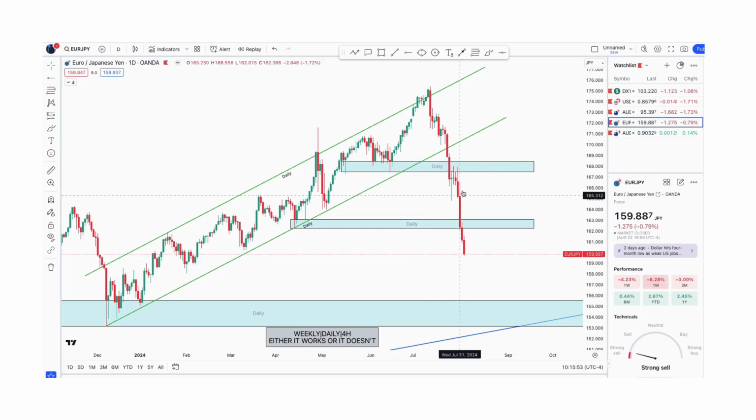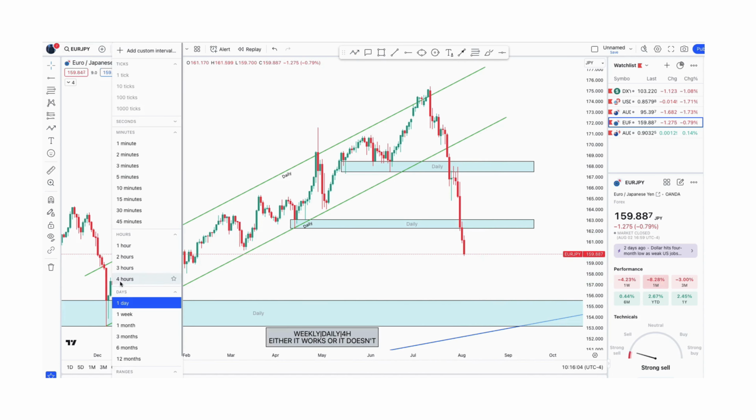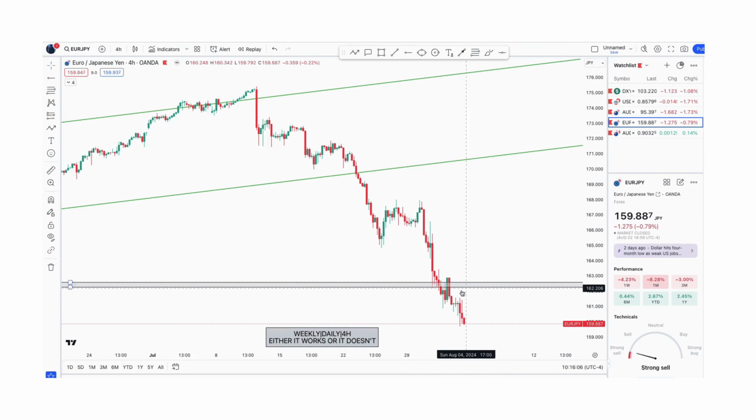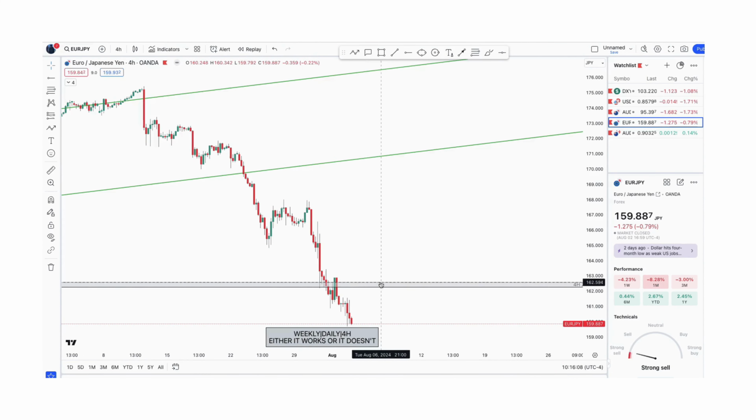We broke through, retested this area of support here, and now we're breaking through this area here. So I'm going to see if we can get a pullback into this area before going back down to that weekly area that we just saw. So going to 4-hour time frame, we can see that this is that zone. See if price can come back into that zone and see if we can go short going into this week. And that's going to be Euro JPY.